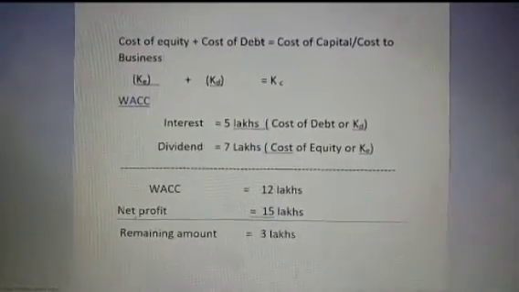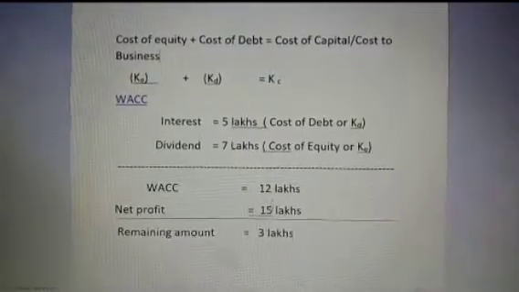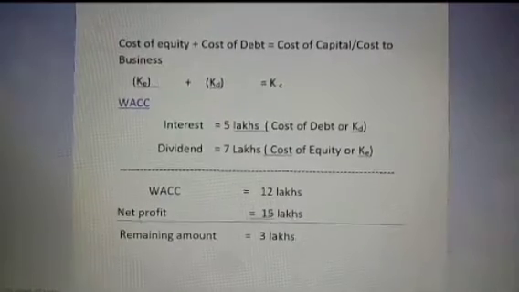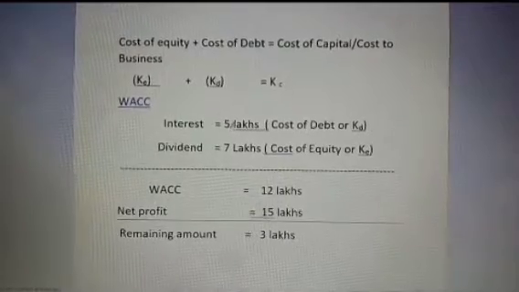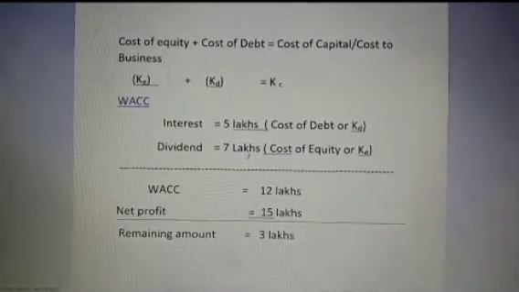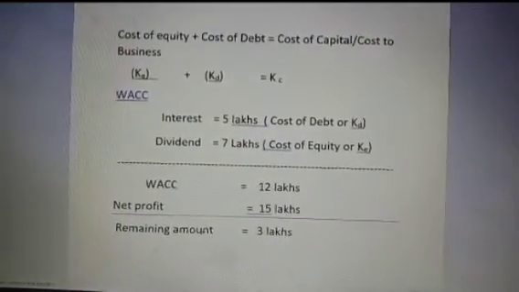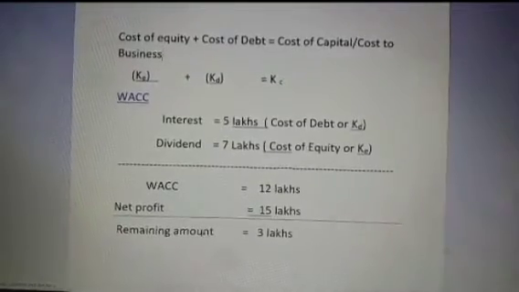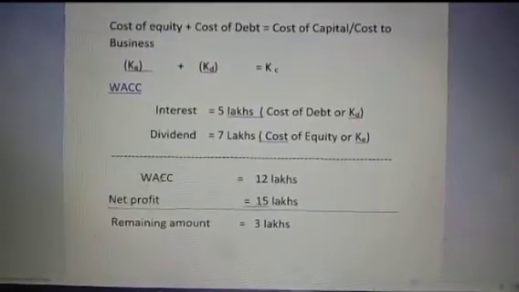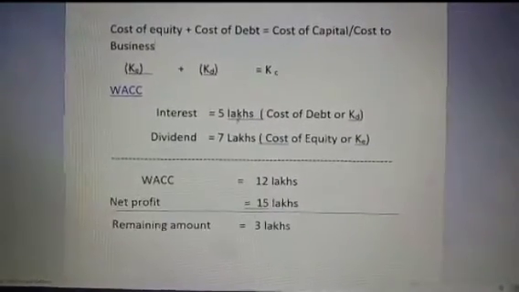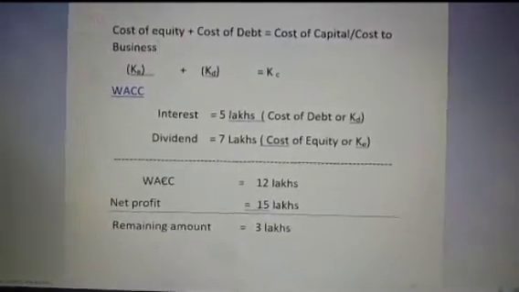Suppose we have a net profit of 15 lakhs. From 15 lakhs we are paying 12 lakhs. That means this is cost to us, yes or no? So from 15 lakhs profit we are giving 12 lakhs as dividend to the equity shareholders or interest to the outsiders. How much do we have remaining? We have 3 lakhs remaining in our hand. This remaining amount will be kept as retained earnings, or reserves and surplus, to meet future contingencies. So are you getting this? Weighted average cost of capital is nothing but 5 lakhs plus 7 lakhs, 12 lakhs. That means cost of debt plus cost of equity is the weighted average cost of capital.